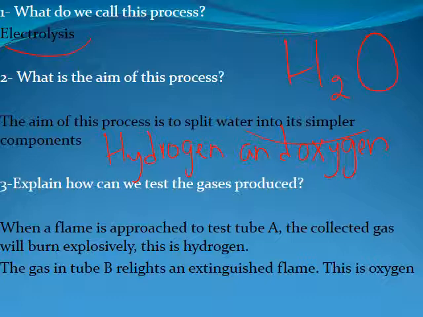So when a flame is approached to test tube A, the collected gas will burn explosively and make a pop sound test. This gas is called hydrogen gas. While the gas in tube B will relight an extinguished flame. This is called oxygen gas.